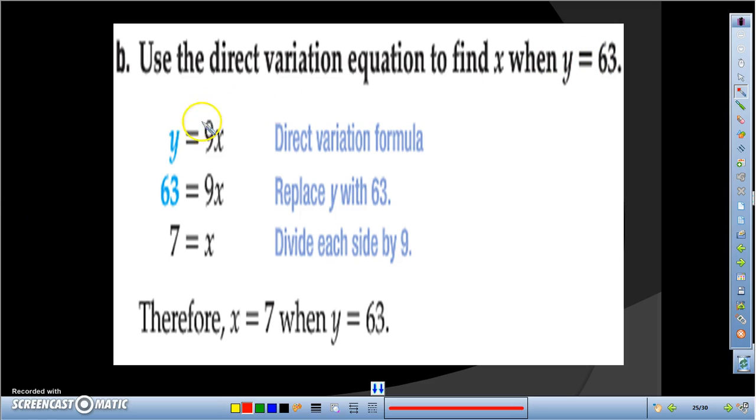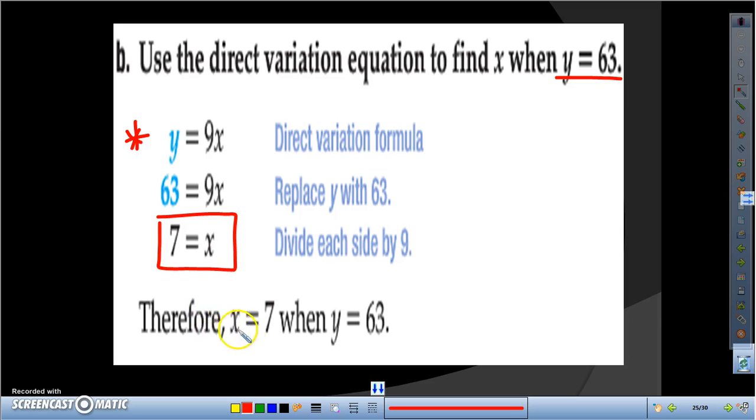Okay, well, I'm starting here with the direct variation equation that I just came up with in the A part. And again, I've been given a value to plug in. So take your 63, plug it in for y, and then solve for x by dividing by 9 on both sides. And when y is 63, x is 7. All right, so you find the direct variation equation or formula, and then you use that along with whatever the given information is in the problem to find your x or your y value.